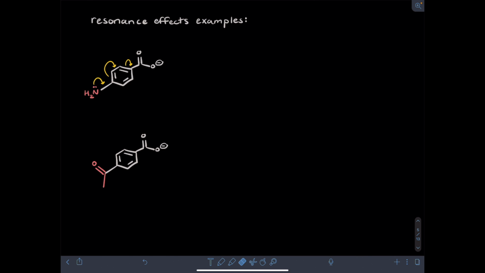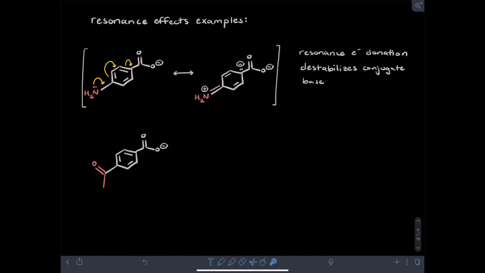NH2 is considered an electron donating group because it can donate electron density toward the ring using its lone pair. In one of the other resonance forms, nitrogen has acquired a positive charge, and the carbon of the aromatic ring attached to the carboxylate group has a lone pair and a negative charge. This resonance donation of electron density destabilizes the conjugate base by placing negative charges close to each other.